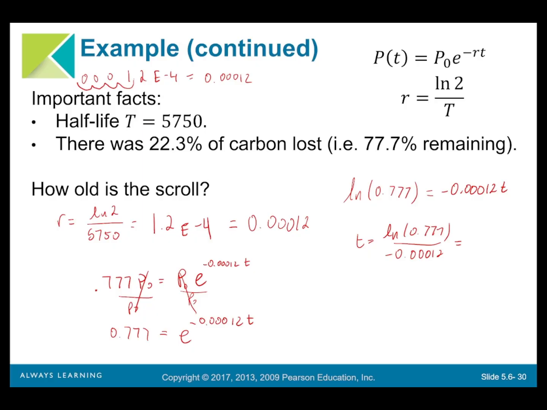2102.6. So back to the slides. T equals 2102.6. How old this scroll is, essentially. 2,102 years old. So that's how scientists actually date things to know how old something is. I think it's a really cool application of this equation.